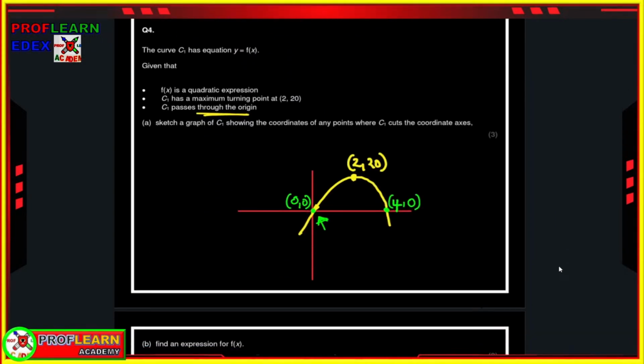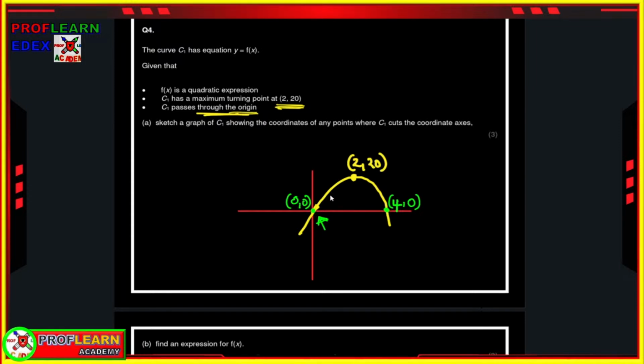In question number 4, we are talking about functions, and we are told that f of x is a quadratic expression. C1 has the equation y equals f of x, and this f of x is a quadratic expression. C1 has a maximum turning point. Remember, from the completing the square method, we can get this. And C1 passes through the origin, passes through this point.